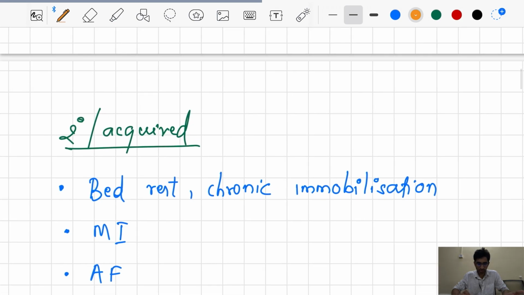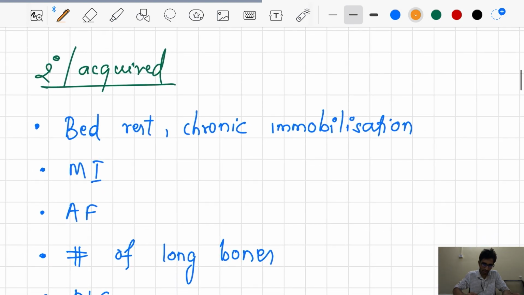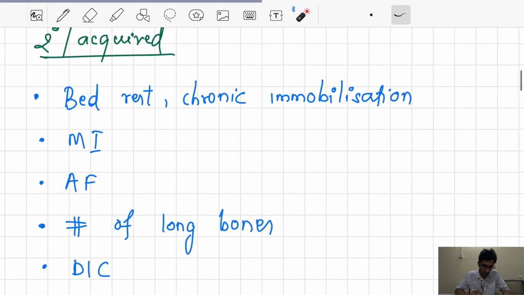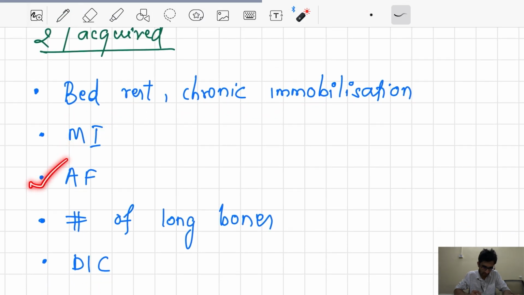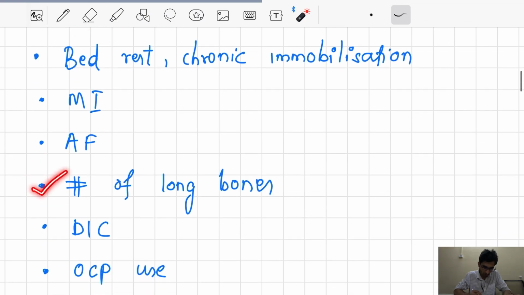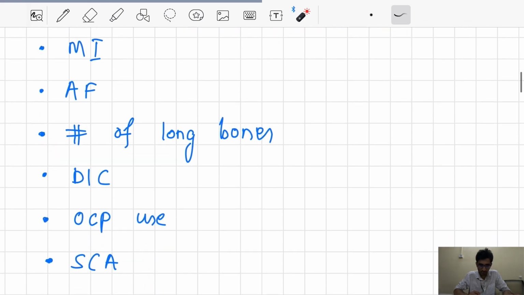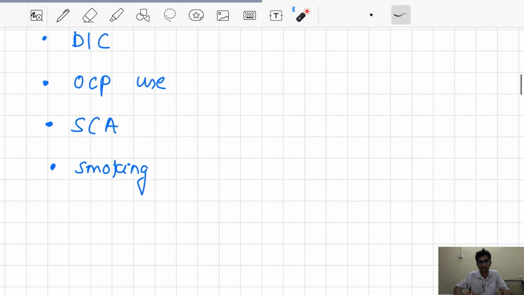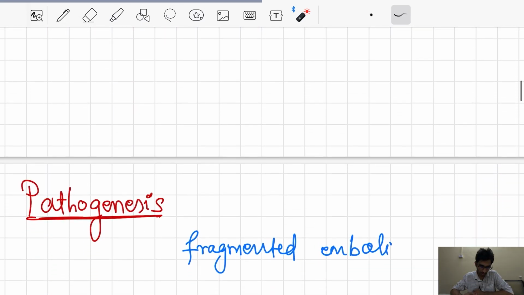Then secondary or acquired causes are bed rest, chronic immobilization or myocardial infarction, atrial fibrillation, fracture of long bones. It is also one of the most common causes of massive pulmonary embolism. Disseminated intravascular coagulation, oral contraceptive pill use, sickle cell anemia, smoking. These are the secondary or acquired causes of pulmonary embolism.